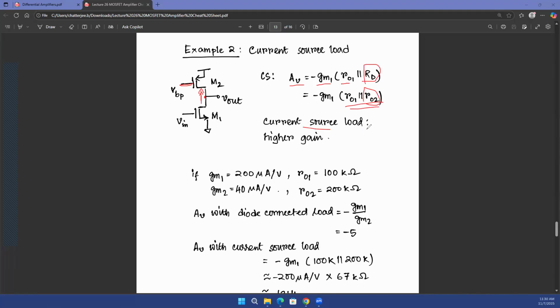And then the gain you can achieve is a much higher quantity for this scenario, which is called current source load. Why do we call it a current source load? Because look at the top transistor. The gate of the transistor is just biased to a DC quantity, right? The AC input is applied to the lowermost transistor, not the upper transistor.